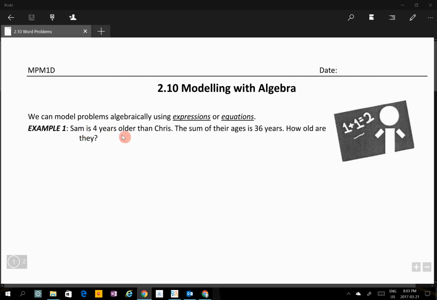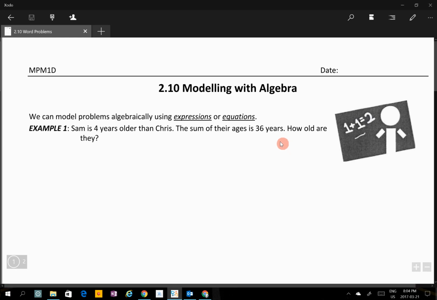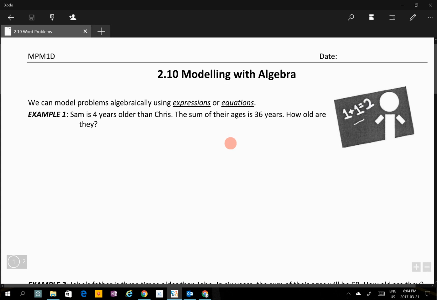So Sam is 4 years older than Chris. The sum of their ages is 36 years. How old are they? To turn this word problem into an algebraic problem and to solve it, I'm going to give you a little outline of how you would do this step by step. Okay, so step number 1, we are going to create let statements.